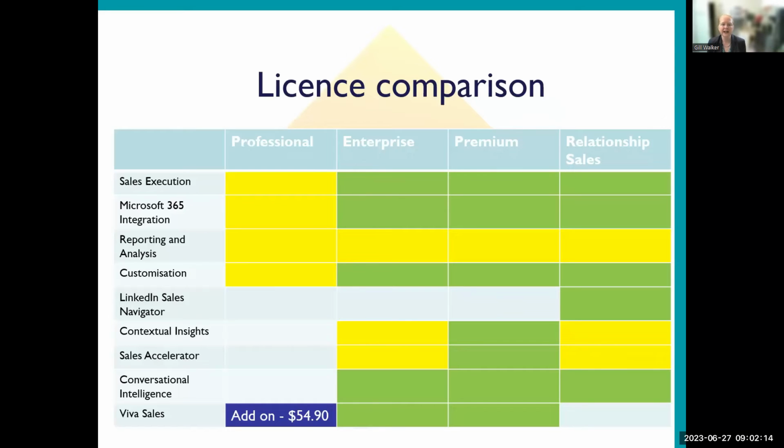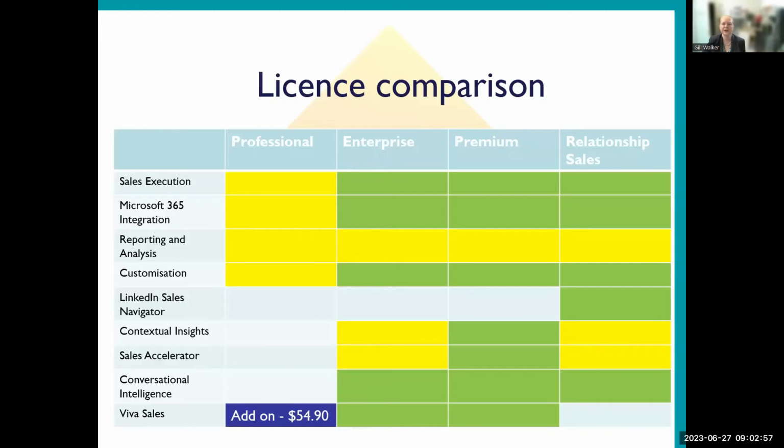So comparing the licenses, the green is available, the yellow is an add-on, and the Viva Sales is an add-on here for the professional. Viva Sales is included in all of the higher licenses. So yellow is limited and green is fully included.